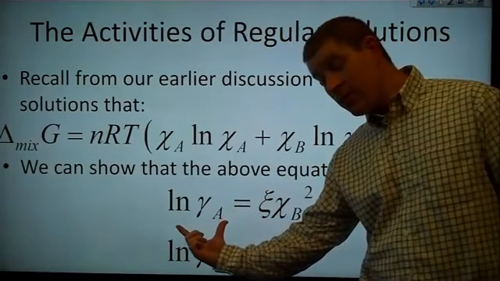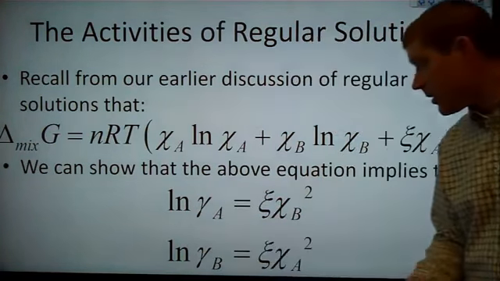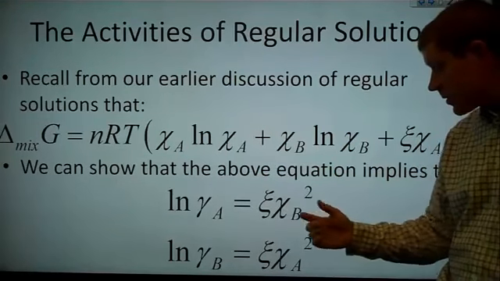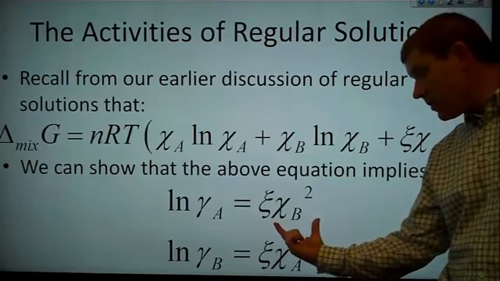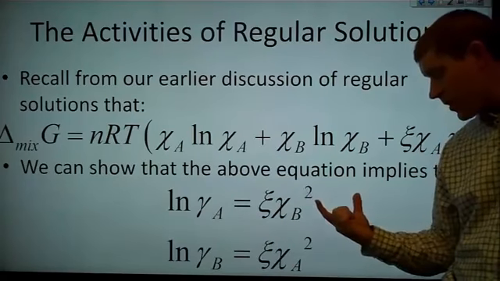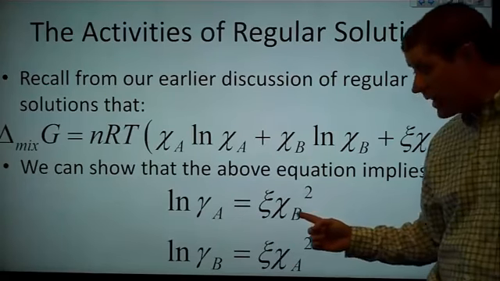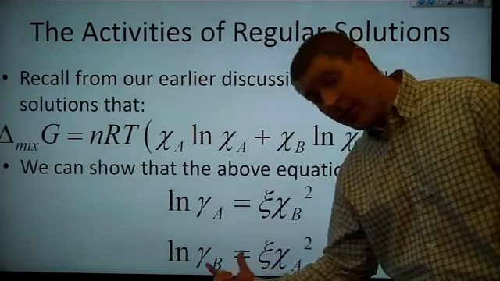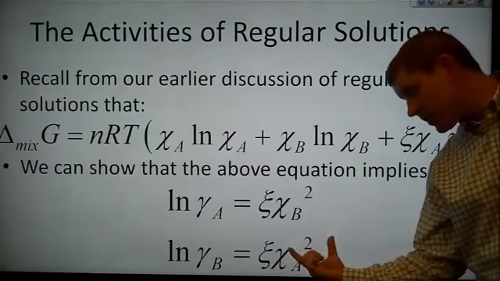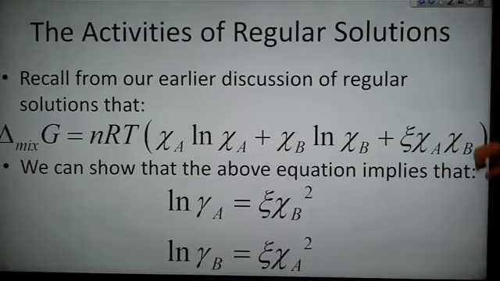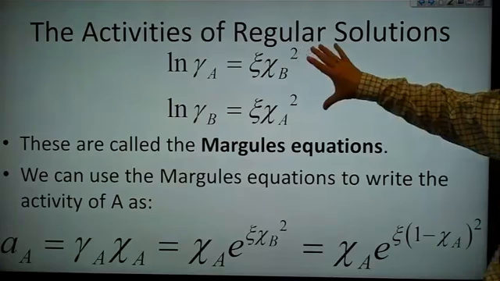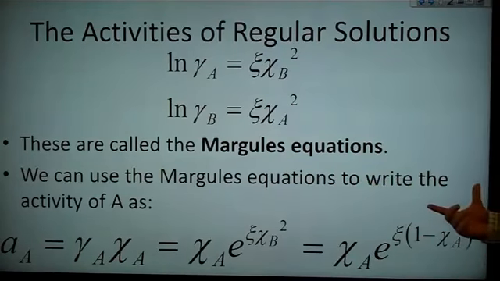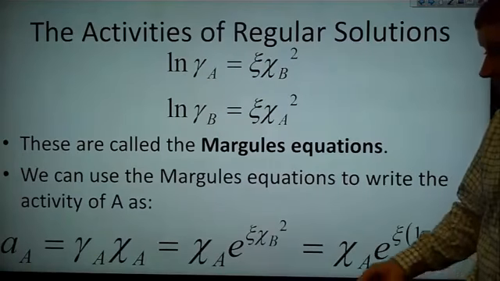That implies that the natural log of gamma A, remember gamma is our activity coefficient, is equal to xi times the mole fraction of B squared. Note that this is B here and A there. And then we have a similar term: the natural log of gamma B is equal to xi times chi A squared. These are called the Margules equations, and we can use them to write the activity of A.